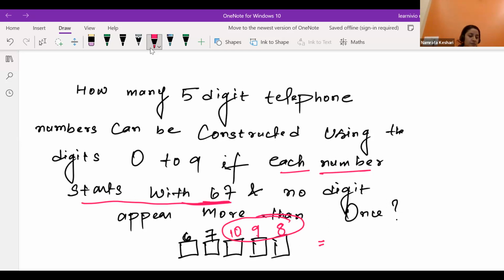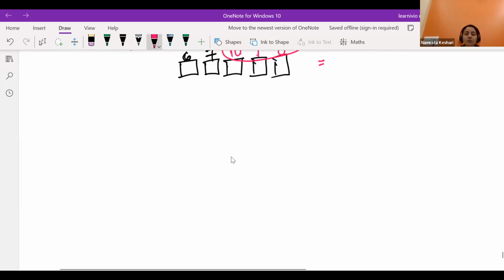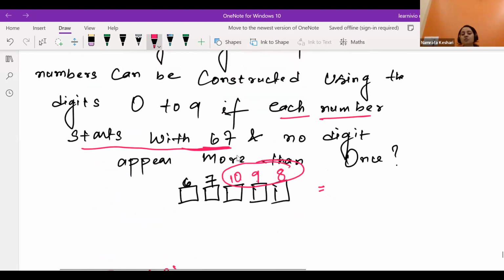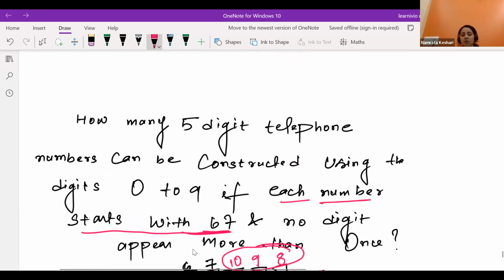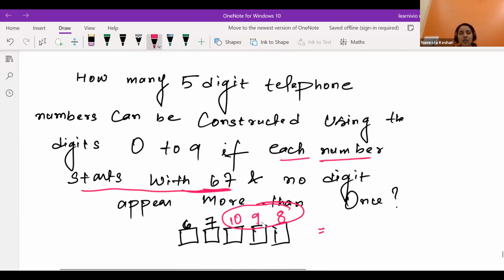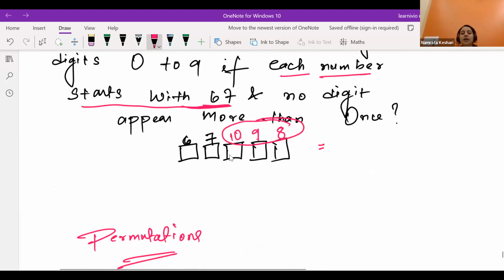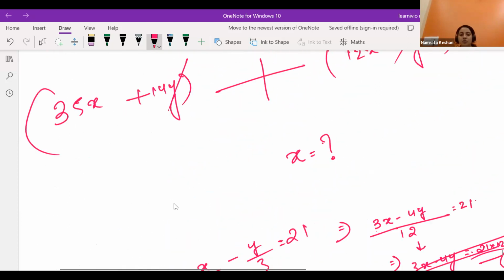Yes, ma'am. Okay, now there comes a concept of permutations. The question we were discussing, we were solving by the space filling method, using the multiplication principle, or the fundamental principle of counting. For the same type of question, there is a formula which will help us solve this type of question.